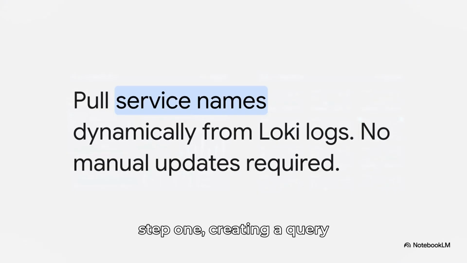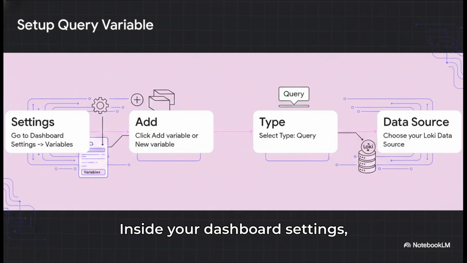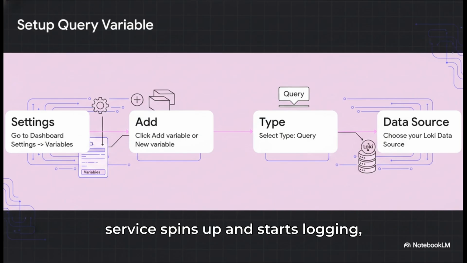All right, step 1, creating a query variable. Let's see how we pull those service names dynamically. Inside your dashboard settings, you're going to add a new variable and set the type to query. And honestly, here is the best part. We can pull our service list straight from our Loki logs just by using label values. This means the second a brand new service spins up and starts logging, it automatically shows up in our dashboard. No manual updates required at all. Just choose your Loki data source from the drop-down menu to get it started.